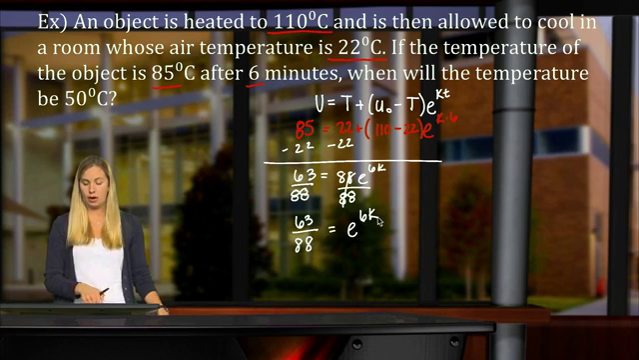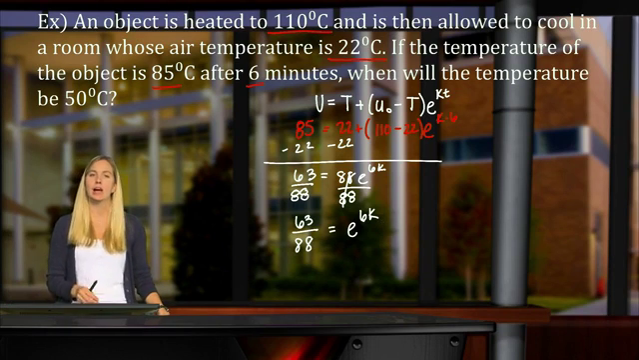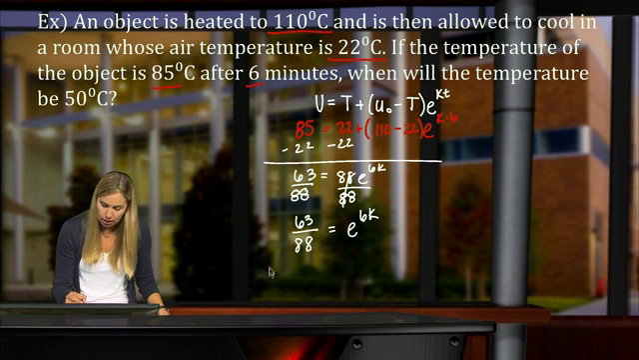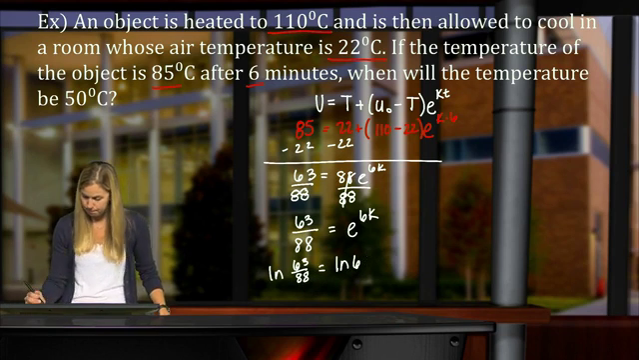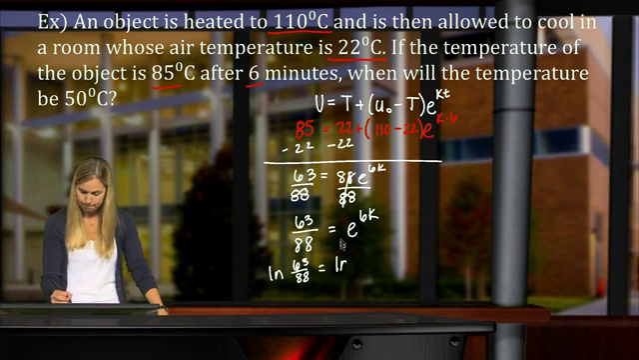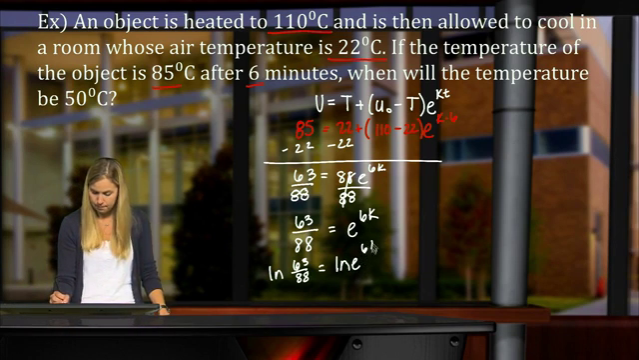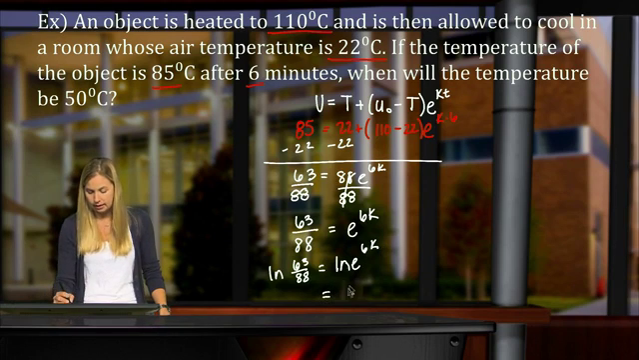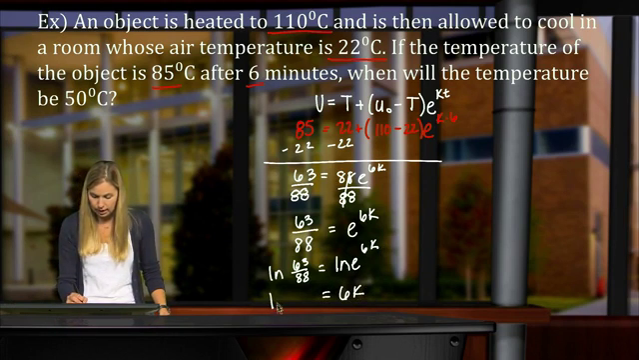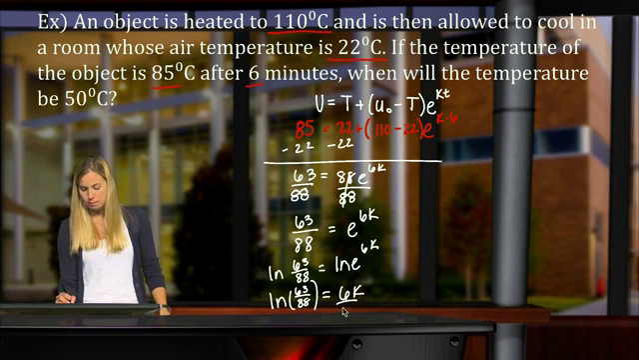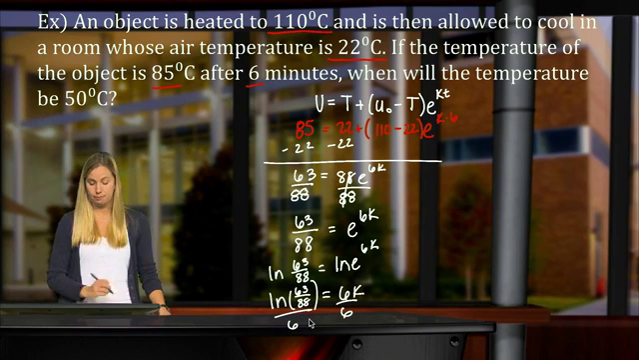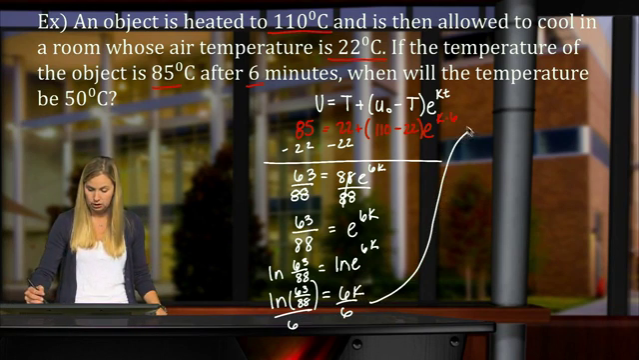We have 63 over 88 equals e to the 6k. Again, we want to make sure that we're not rounding any of these values, so just leave them how they are. We'll take the natural log of both sides. The natural log of e to the 6k is 6k. That equals the natural log of 63 over 88. And we'll divide both sides by 6 to get our value of K, which we can then plug into our model.